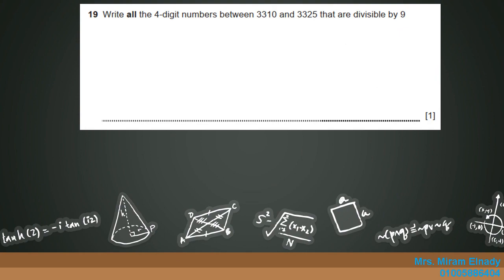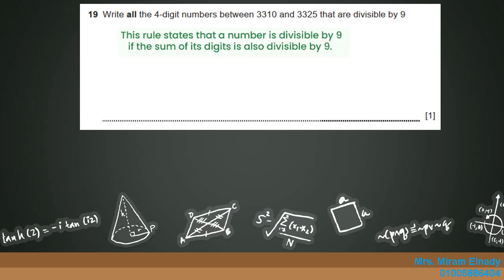Write all 4-digit numbers between 3,310 and 3,325 that are divisible by 9. We need to remember the divisibility rule for 9. The rule is we add the digits, and if they are in table 9, or divisible by 9, then the whole number will be divisible by 9. Let's check. 3 plus 3 plus 1, this is 7. So I need to add what for this to be in table 9 or divisible by 9?